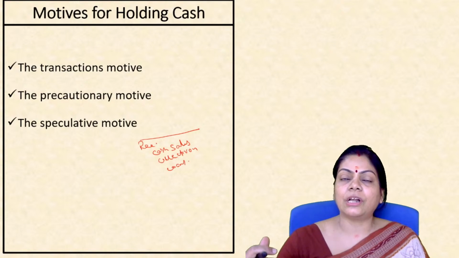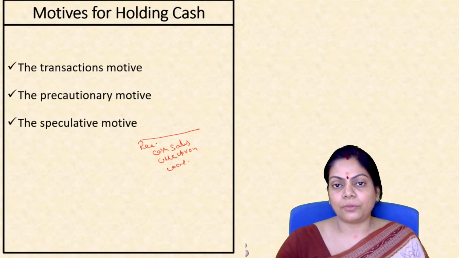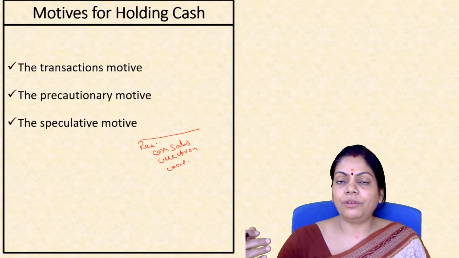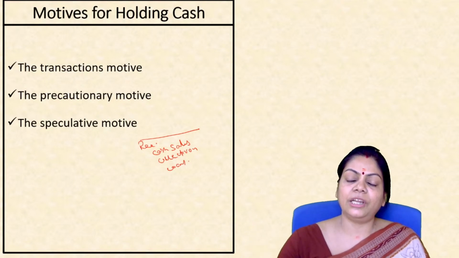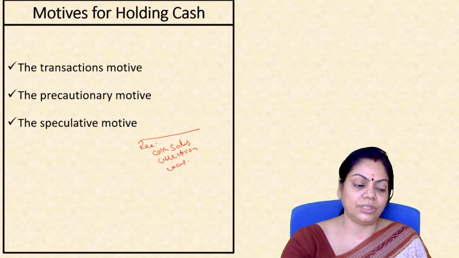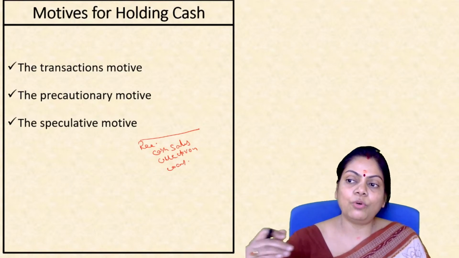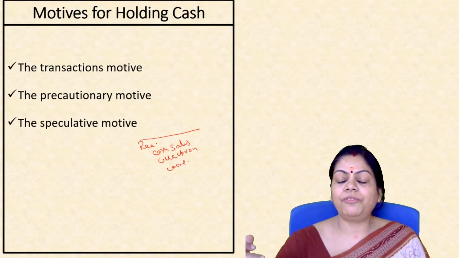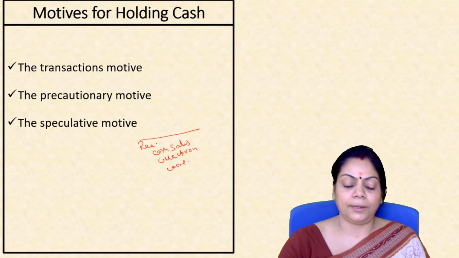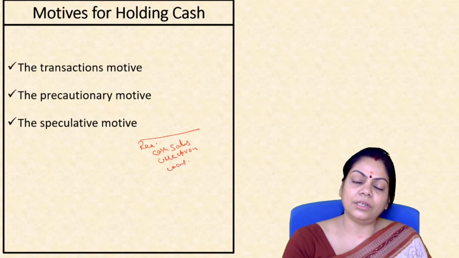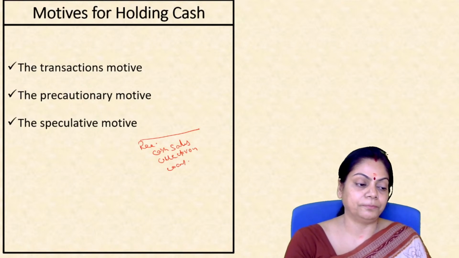If the inflow minus outflow is a plus, then you are in the surplus. And if your inflow minus outflow is a minus, then you talk about the deficit. So if you have a surplus, you go for investing the surplus. If you have a deficit, you go for the borrowing of a short-term loan.